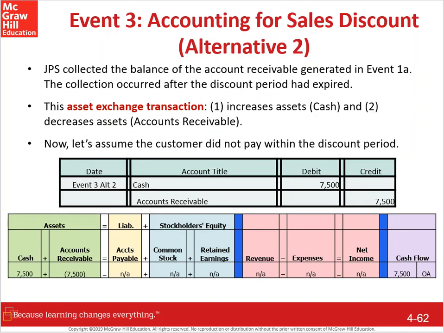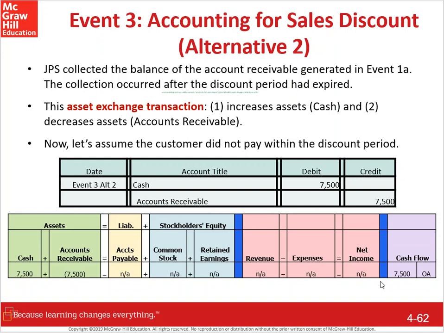Now we have alternative two. So JPS collected the balance of the account receivable from 1A, but the collection occurred after the discount period had expired. So they don't take advantage of the 1% discount, therefore they owe us the net amount in 30 days. And so they're going to pay us the whole thing. So we just collect like we would any other time. Debit cash, credit accounts receivable. Cash goes up, accounts receivable goes down. Our cash flow type is OA.